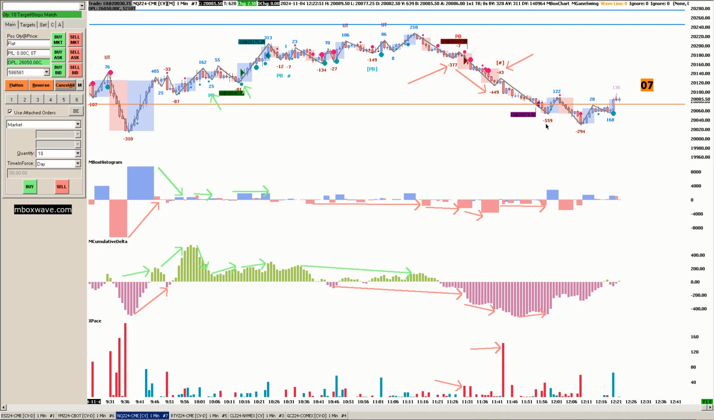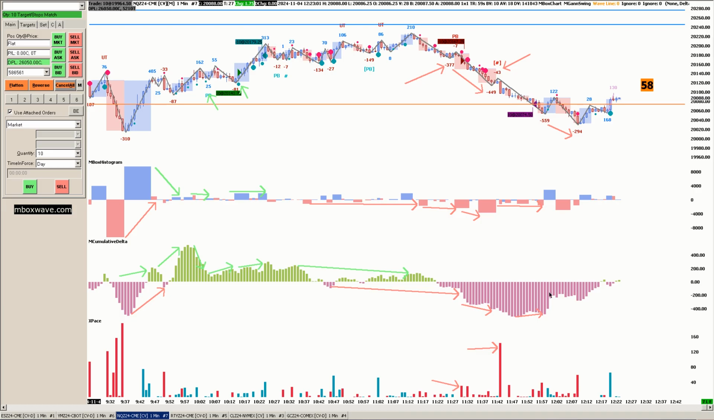It went from minus 559 to minus 294. So what happened? We have a contraction of supply, and overall selling is contracting as well. We can see that. We got a huge buy imbalance, plus 168. That's huge. Look at this 168 compared to a 122 up wave. This is a down wave, 168. So that gives credence to a long trade right here.